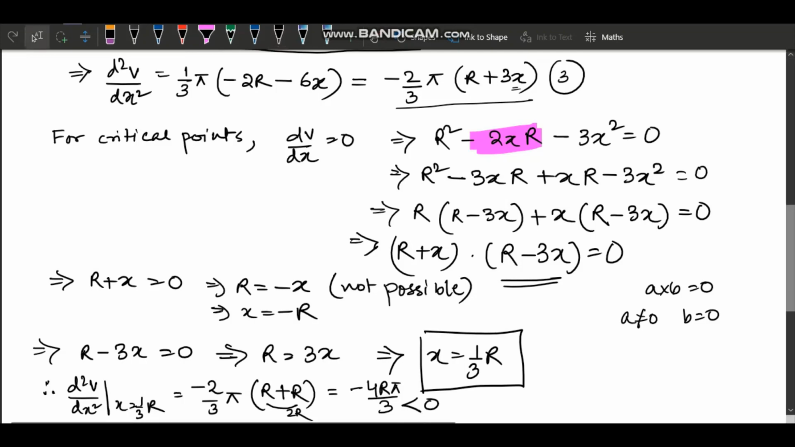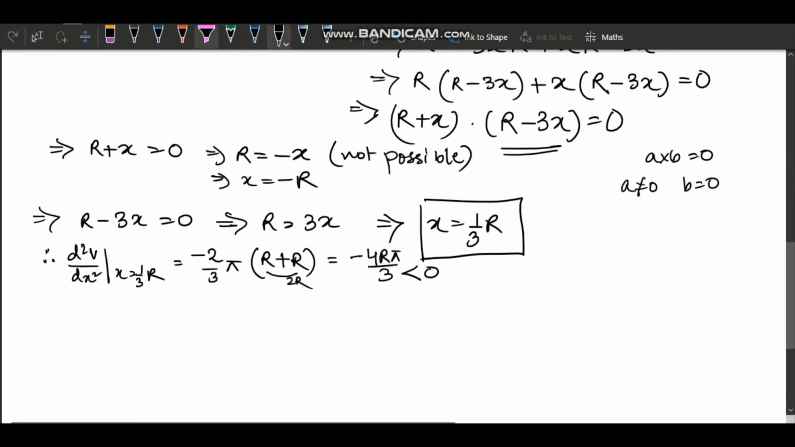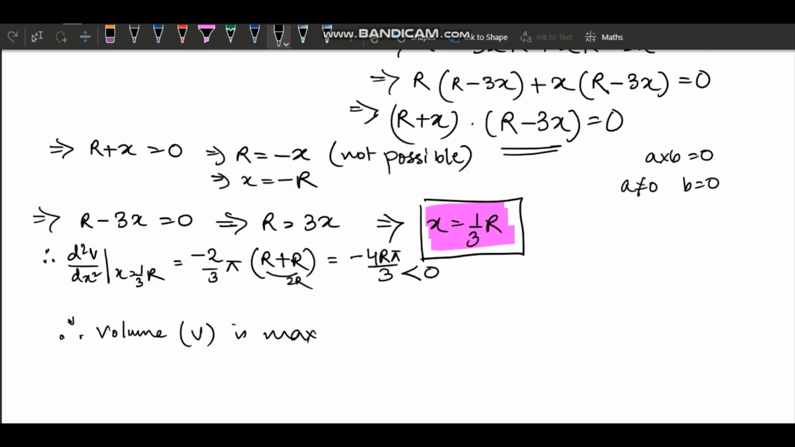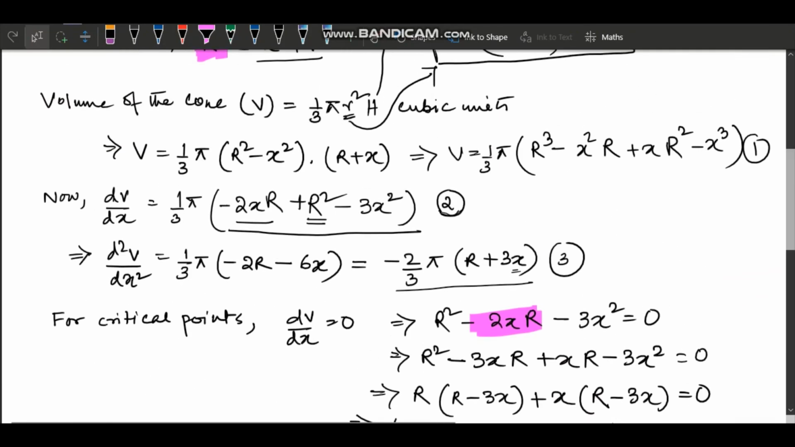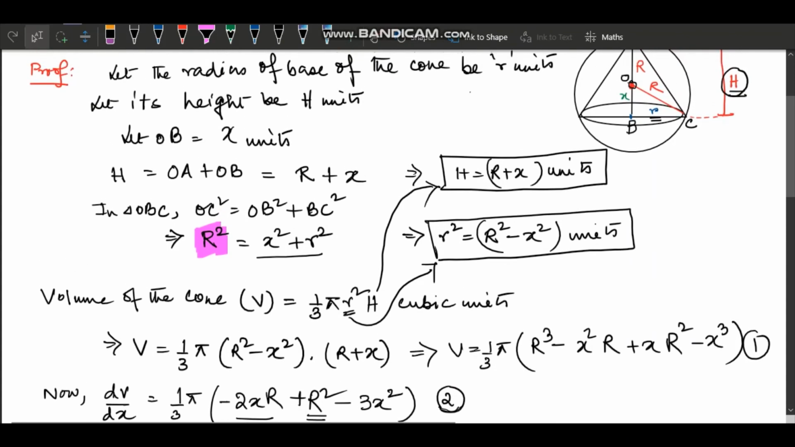So definitely volume will be maximum when r is equal to 3x, or x is equal to 1/3 of r, right? So volume V is maximum when x is given by this 1/3 r. Now if you remember the expression for the altitude, that is h, you can easily put the value of x and find the value of h.